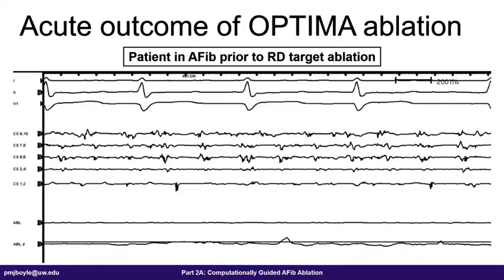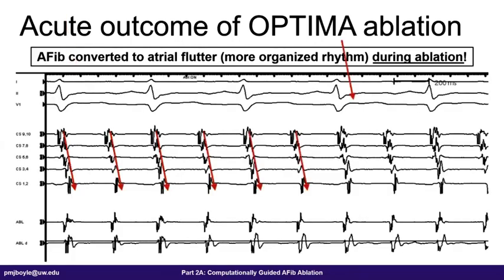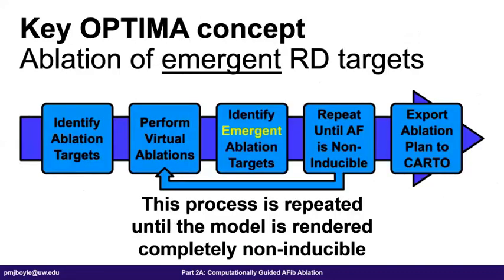And this is cool. What we started to see was, this is a patient who's in AFib prior to the ablation of that particular target that I showed you, the left atrial anterior wall. And upon ablation, the patient converted to atrial flutter, which is a more organized rhythm. Now, this isn't the be-all, end-all, and we know that acute termination of AFib during an ablation is not necessarily an indicator of long-term success, but we figured that this meant we were on the right track.